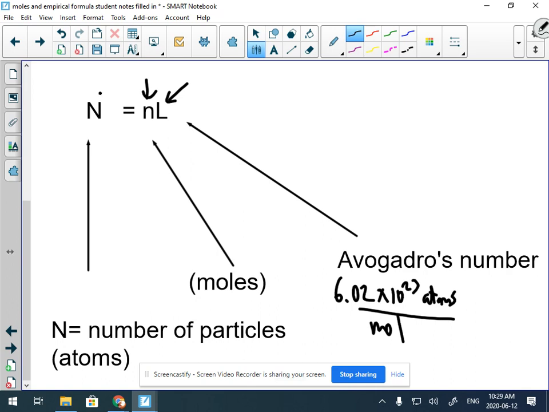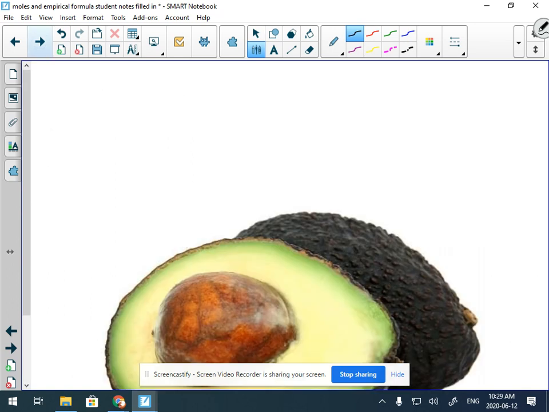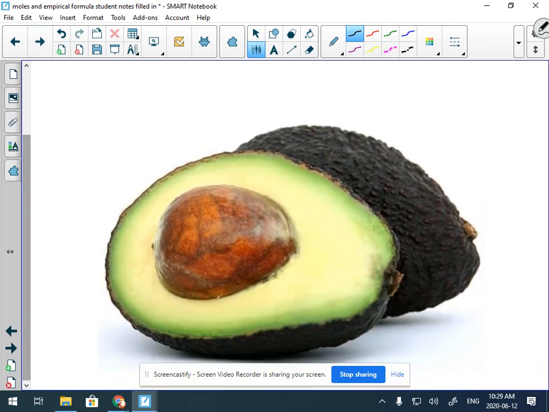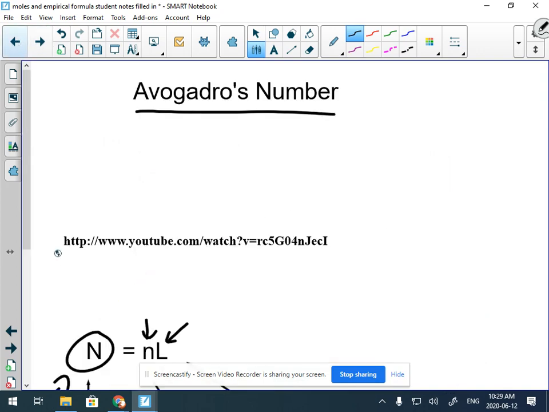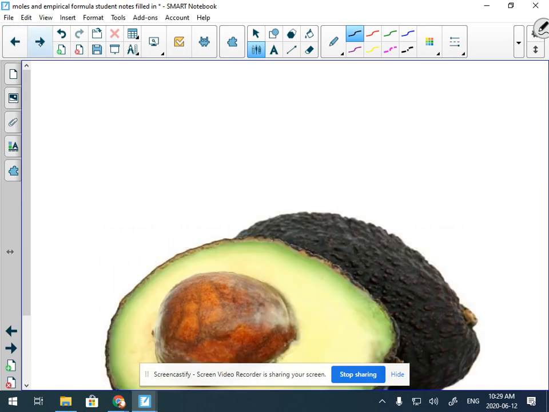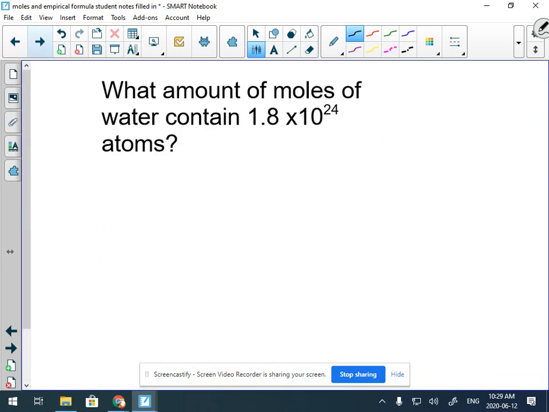Why is this important? I'll be honest with you, it's near the end of the year and I don't care. So let's just move on. Here's an avocado. Not Avogadro. Avogadro, avocado. Guacamole. Okay.